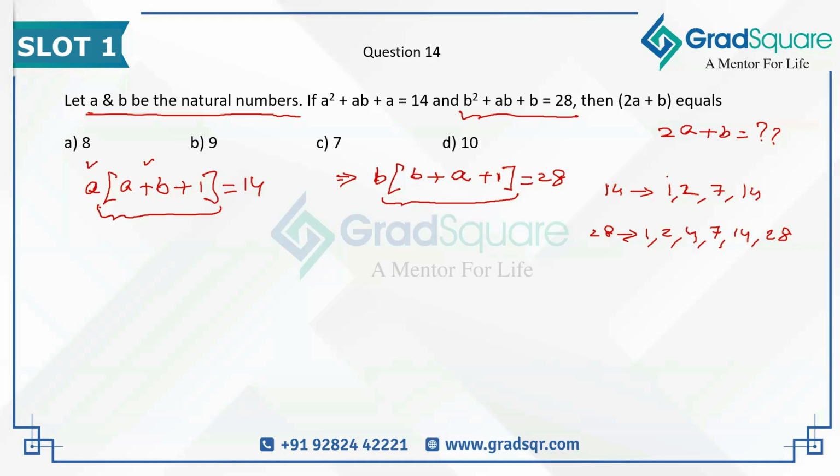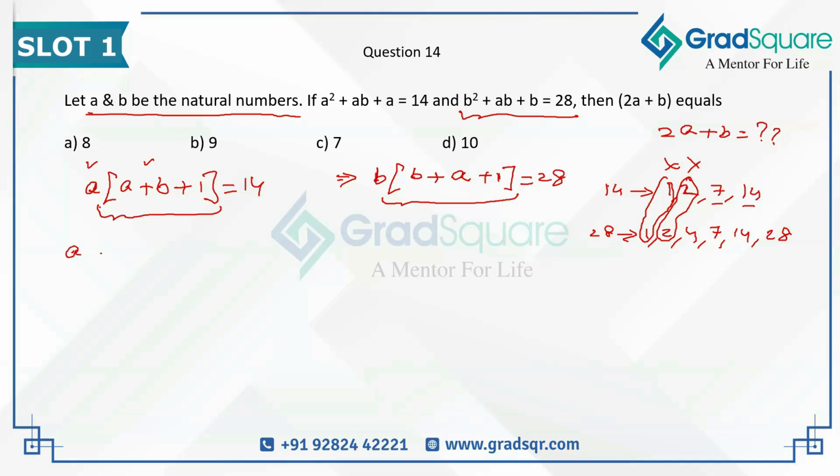So now if you look at the common factors, 1 is a common factor, 2 is a common factor, and 7 and 14 are the common factors once again. So 1 and 2 cannot be the values of a plus b plus 1. That's for sure. So either a plus b plus 1 should be equal to 14 or a plus b plus 1 should be equal to 7.